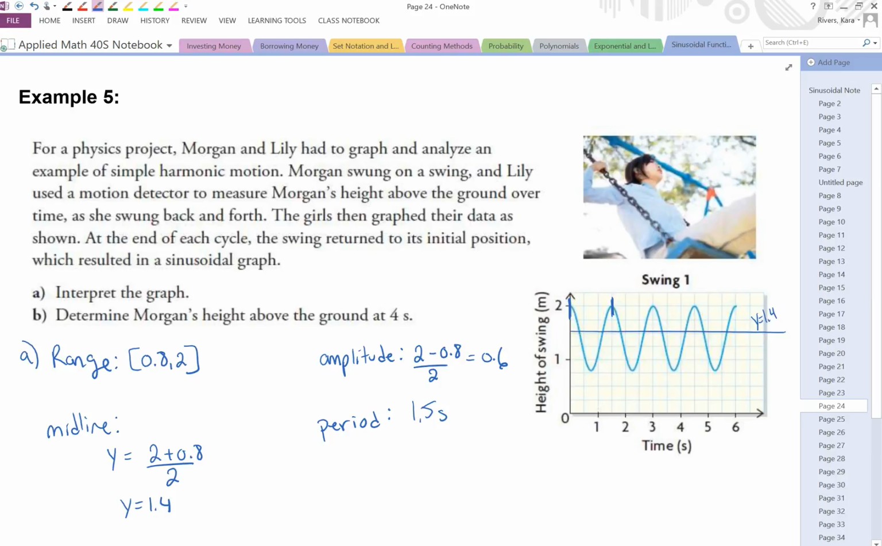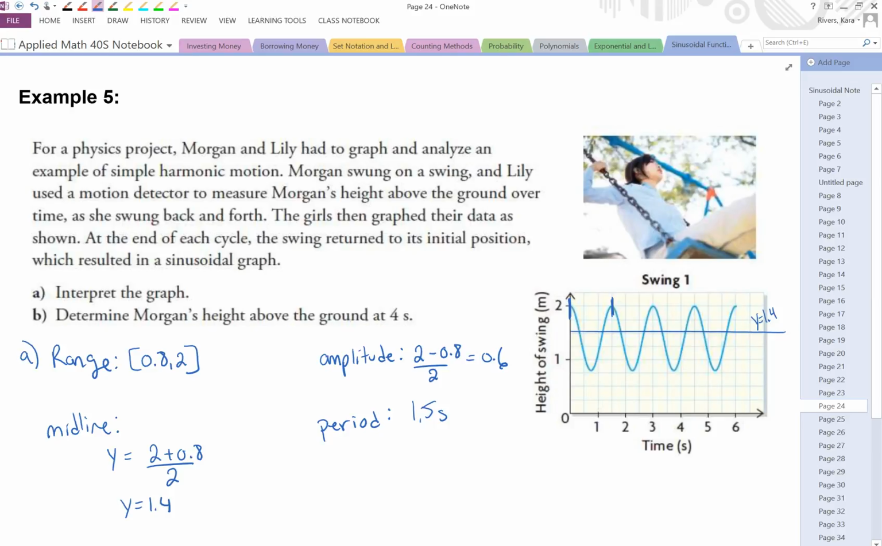We can see that the highest point the swing gets to is 2 meters above the ground. The lowest point, when the swing is at rest, or even when it's at the lowest point on that downward swing or that upward swing, we're only 0.8 meters off the ground. And then the amplitude tells you the difference in resting point to your highest point, or the difference in your resting point to the lowest point.